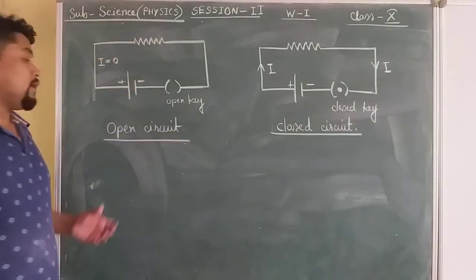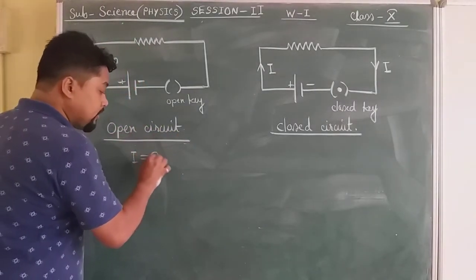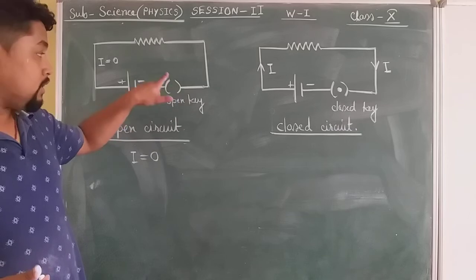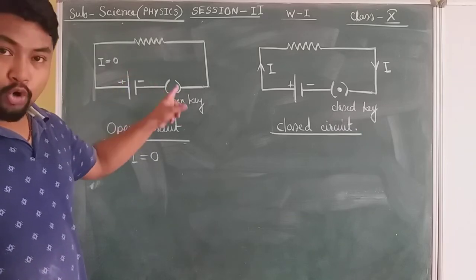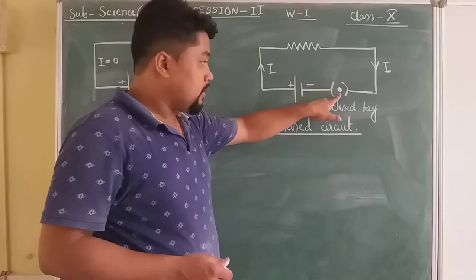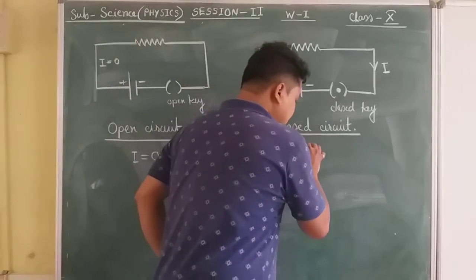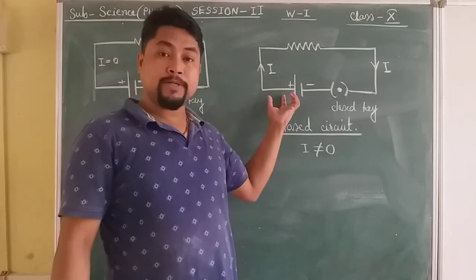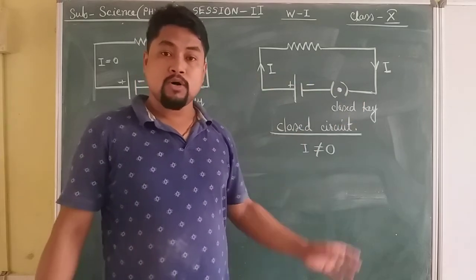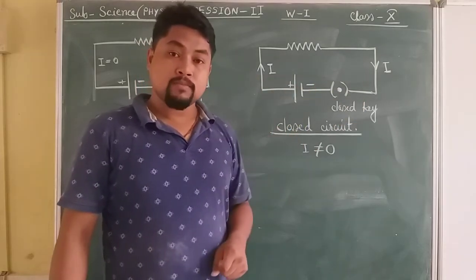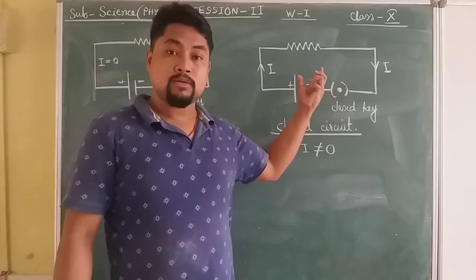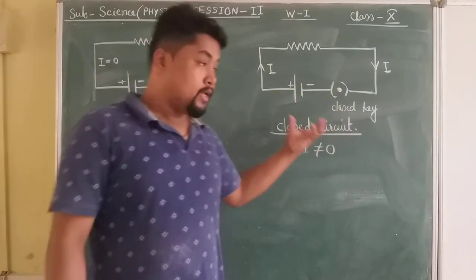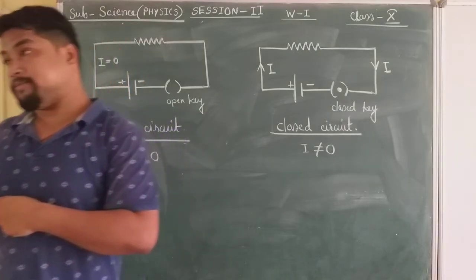Okay, in open circuit, current I is equal to zero. Current zero because the switch is off. Okay, switch is open, key is open. And in a closed circuit, current I is not equal to zero. There is a current passing from the positive to the negative terminal of the supply voltage or the battery or the cell when the switch is closed. Okay, and this type of circuit is called closed circuit, this type of circuit is called open circuit, right?